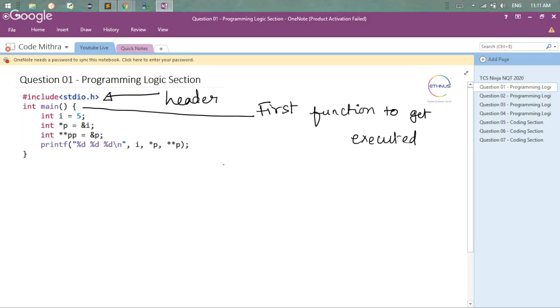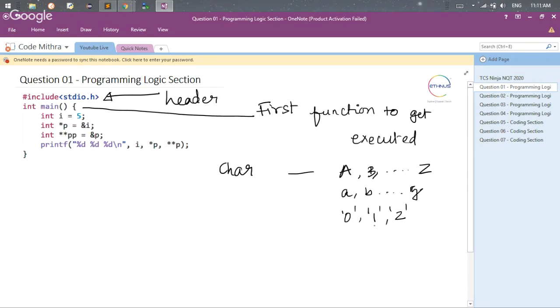So basically C allows you to have char, which is a data type for a single character. Maybe you can store A, B, likewise till Z, or small a, small b till z, or you can also store character 0, character 1, character 2, likewise. So whatever characters you have, you can store them in a data type called char.